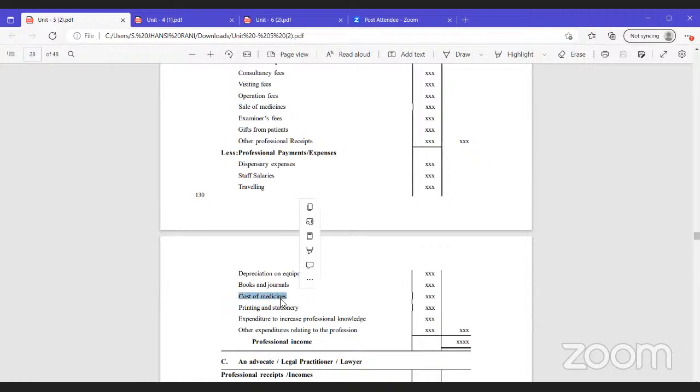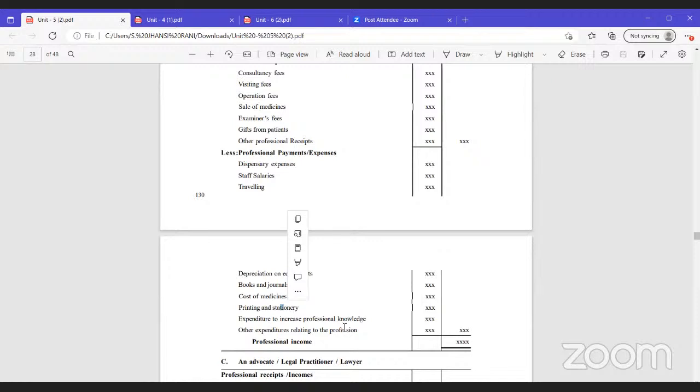So cost of medicines. Even the doctor will write some prescription for us. Yes. So that prescription is stationery. So printing and stationery. Expenditure to increase professional knowledge. Doctors will be attending different conferences or intellectual meetings where new inventions or new discoveries of diseases or medicines are discussed. So these are all related to their payments.